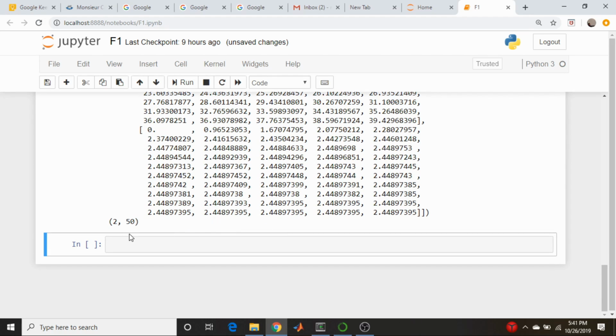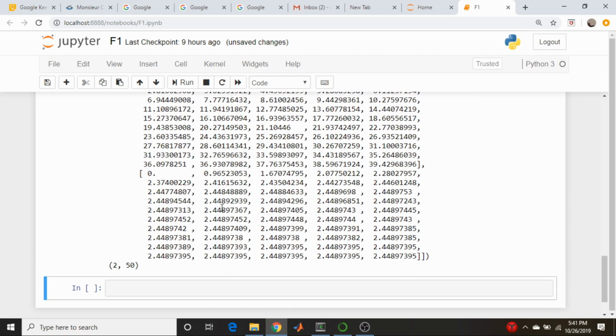So yeah, 2 rows, and in this case 50 columns. I guess the linspace in MATLAB, I believe, gives 100 points, and maybe the linspace in Python gives 50. I always mix up the two since I use both quite a bit. So each row is the solution for that particular variable. So the first row is going to be the position, and the second row is going to be the velocity.